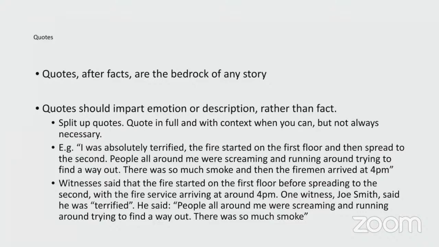One witness, who presumably Joe Smith is the person who told you the above, said he was terrified, which is the first thing he said. And then you can add that second sentence, which is really emotive and a description of what happens. I often see, and I used to do this all the time as a junior reporter, just quoting the whole thing as a quote rather than picking out the best bits and forgetting about the fact. It's generally useful to split up quotes, quote in full where you can, but take out the factual context and use that to contextualize the quote. That's a general rule. It doesn't always apply, but it makes it more readable and it helps you structure your story a bit more professionally.